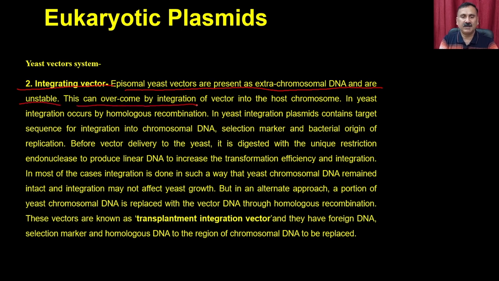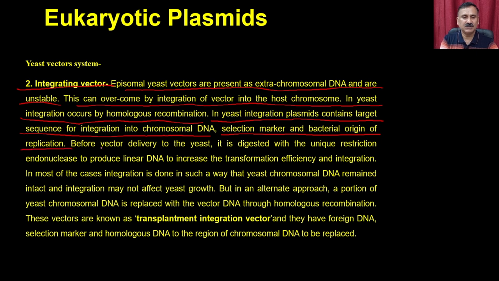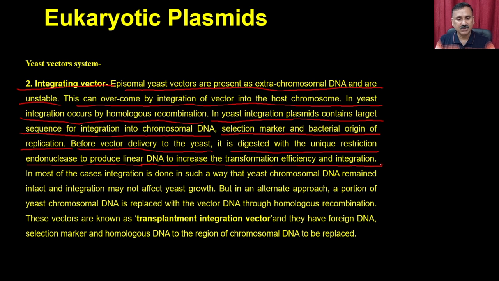This can be overcome by the integration of the vector into the host chromosome. And in yeast, integration occurs by homologous recombination. So in yeast, the integration plasmid contains the target sequence for the integration into the chromosomal DNA, a selection marker, and the bacterial origin of replication. Before vector delivery to yeast, it is digested with a unique restriction endonuclease to produce linear DNA to increase the transformation efficiency and the integration.